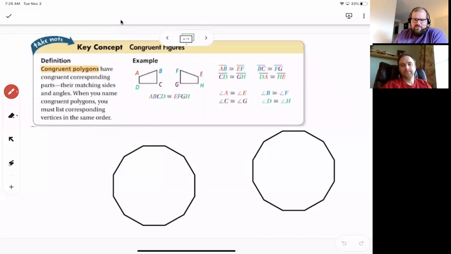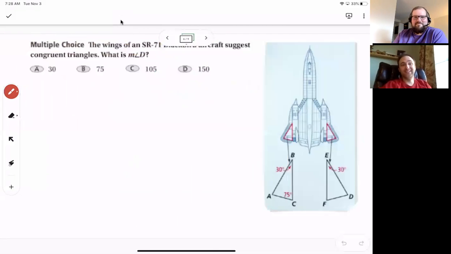And then we have, are these dodecagons? 1, 2, 3, 4, 5, 6, 7. I don't want to write all those parts though. So let's just move on.